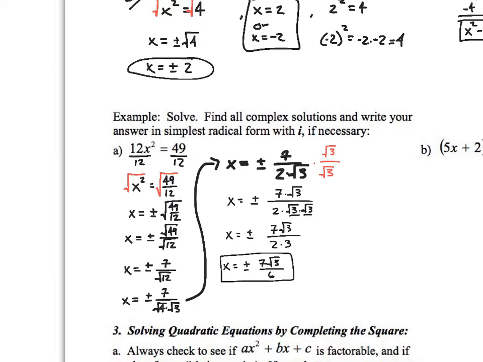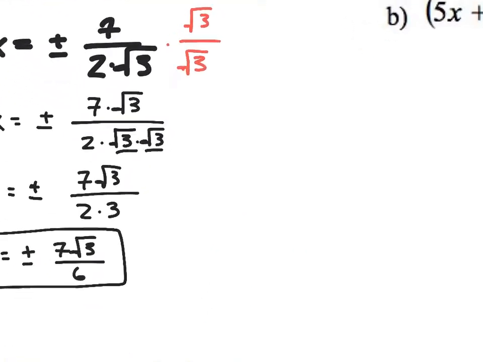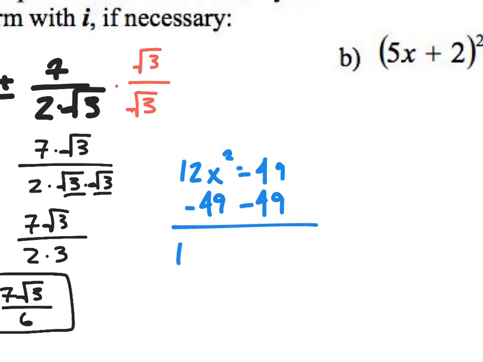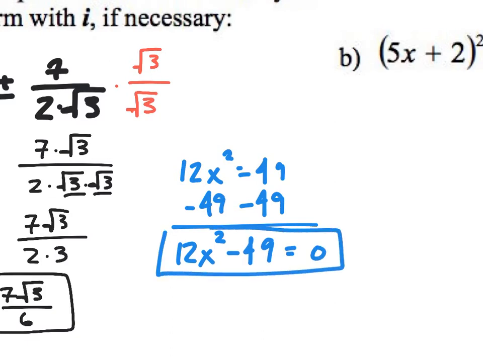Now, before I graph it, let's do this. Let me take my original equation here, 12x squared equals 49. I'm going to subtract 49 from both sides, and I'm going to get 12x squared minus 49 is equal to 0. This is what we're going to plug into our grapher.